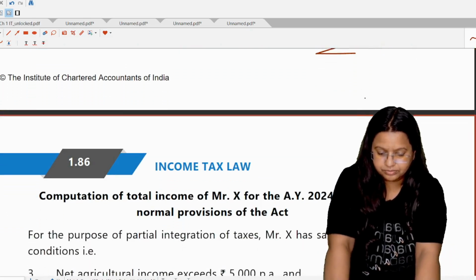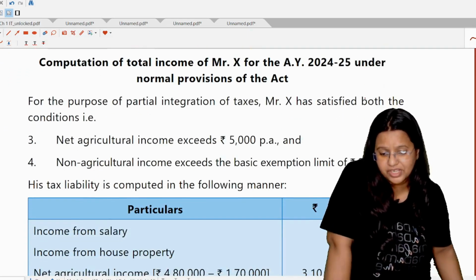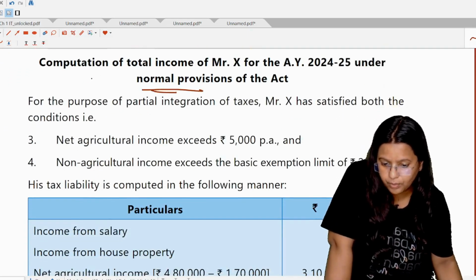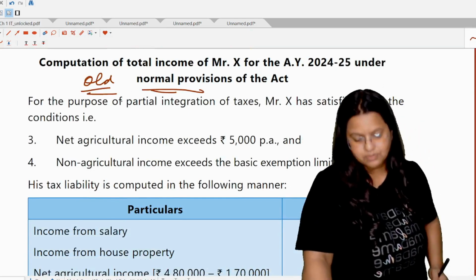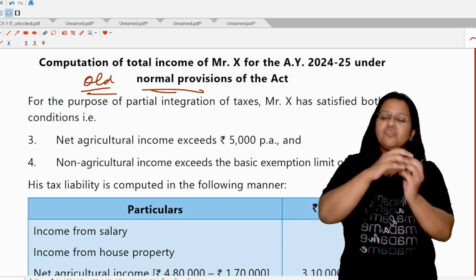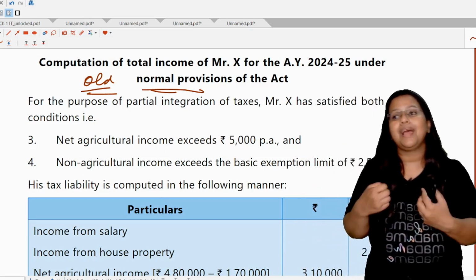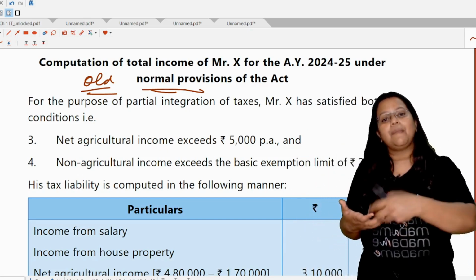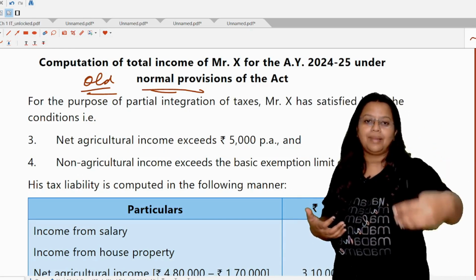Now student, in the study material, you will find the question as per the normal provisions. It means the old provisions also. So for practice purposes, you can do this also. I will definitely tell you to do this for practice purposes, because you don't know, it might be that ICAI gives you a question about the old provision only. Okay, so you have to apply this method.